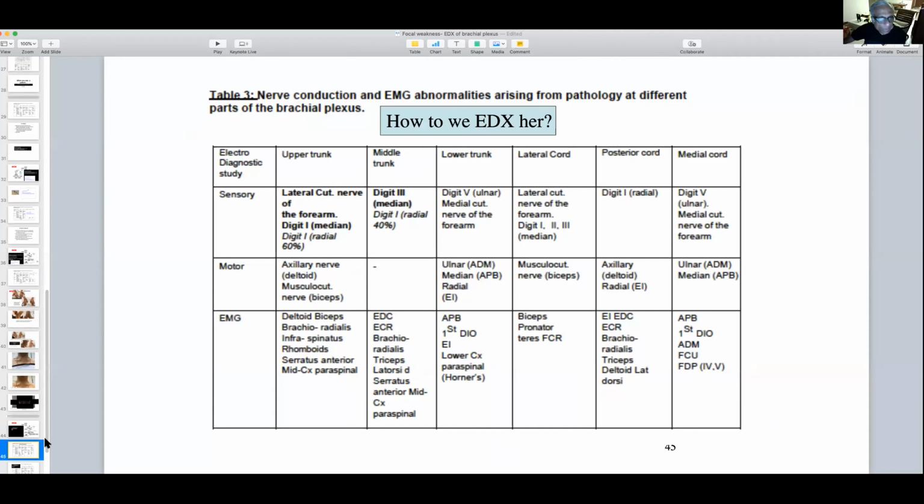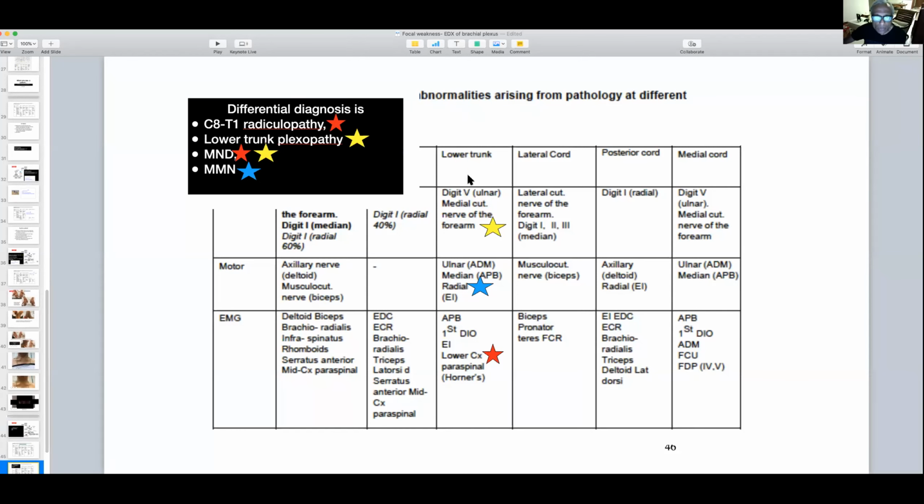Well, we are thinking about lower trunk. If it's a lower trunk plexus problem, what do you expect to see? You will expect to see digit 5 abnormal. You would expect to see the medial cutaneous nerve of the forearm abnormal. If it's MND, this should be normal. If it's MMN, this should be normal. If it's C8T1, this should be normal. So the first test you would do is digit 5 sensory potential and medial cutaneous nerve of the forearm. If it's abnormal, you got the diagnosis, end of case, correct?